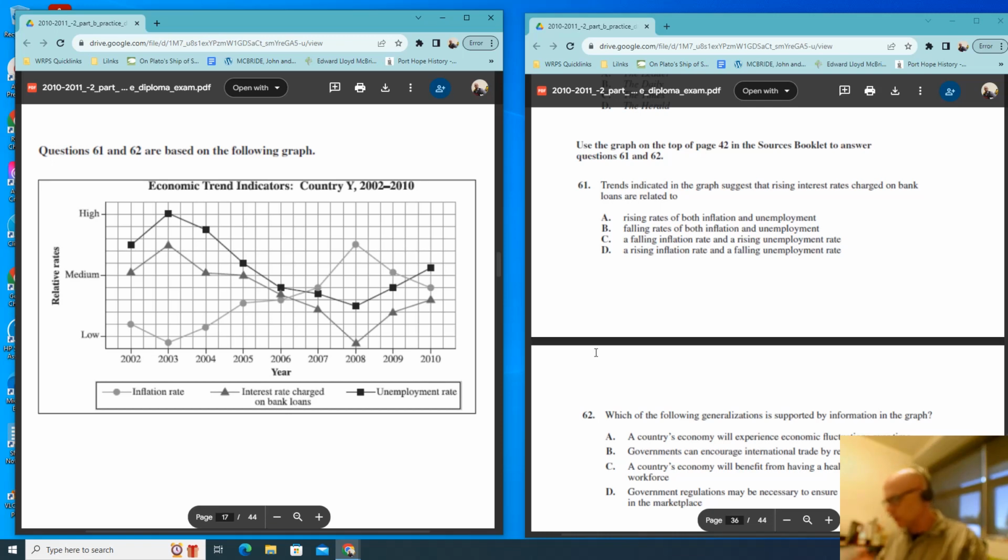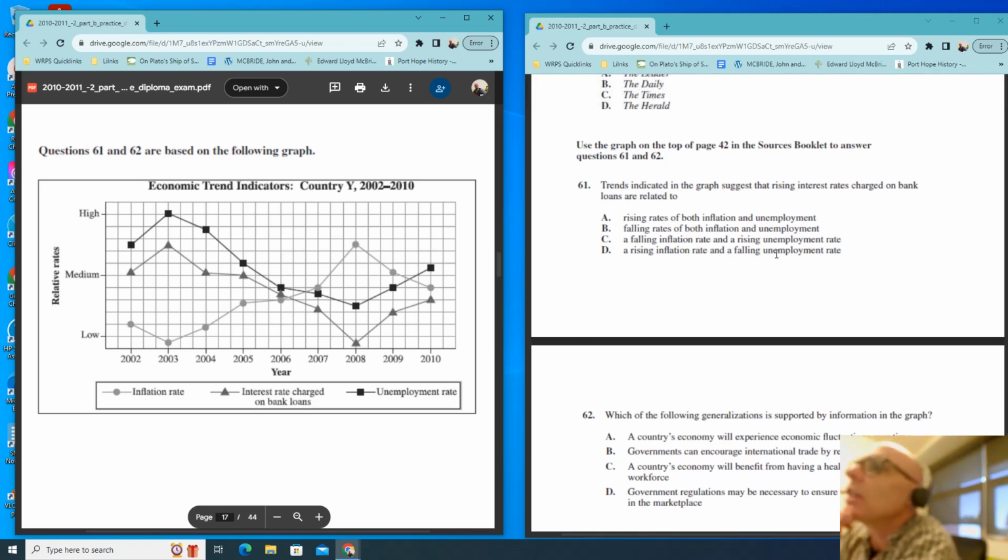It's interesting, though, because the back of the book says D. So a rising inflation rate and a falling unemployment rate. Trends indicated in the graph show that the rising interest rates charged on bank loans are related to interest rates going up, or inflation rates going up, and unemployment going down.